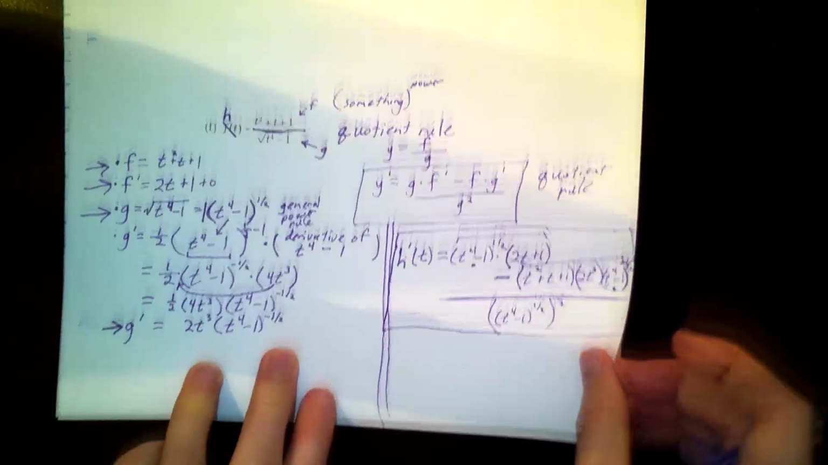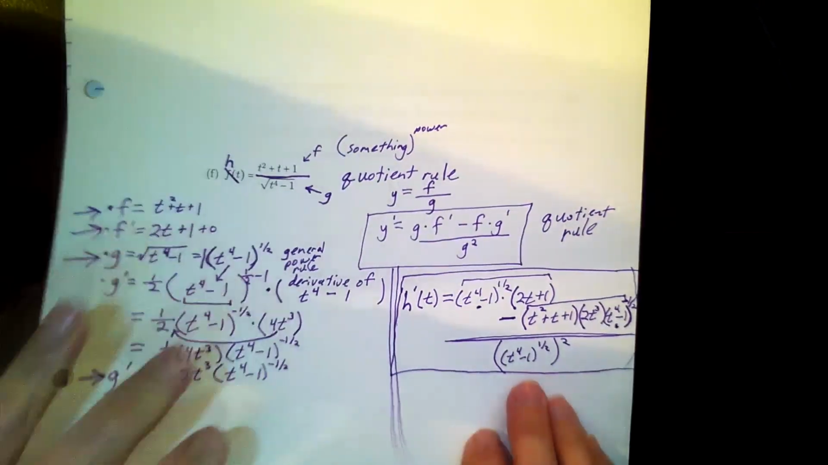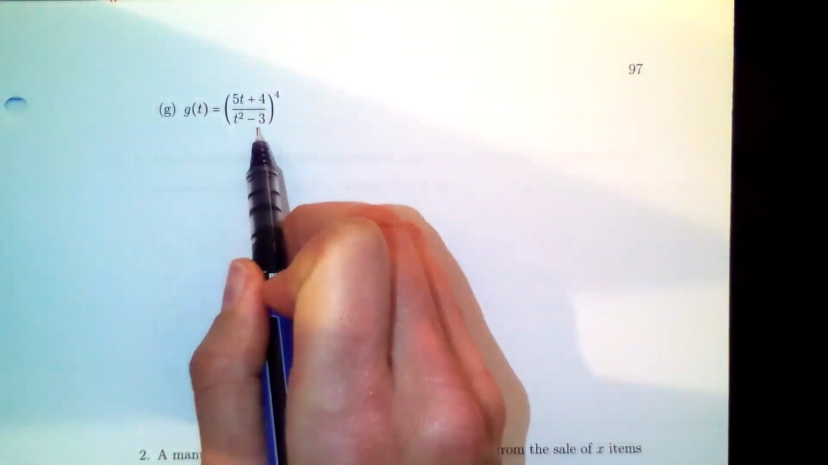Okay. This is where we're going to leave that one. Let's come over here to the next one. The directions are the same. Find the derivative. And for this one, I have 5t plus 4 over t squared minus 3 to the 4th power.